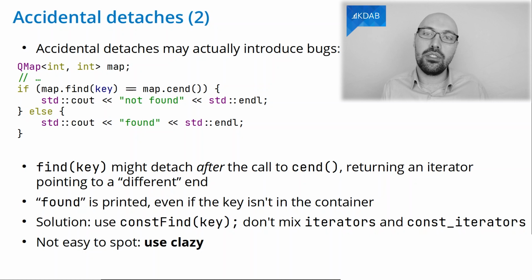Clazy will find these sorts of things and point them out to you, telling you, wait a second, this code is fishy. Did you really mean to call find and mix it with cend? Are you sure you didn't mean const find and cend? Or maybe find and end without the C, so the non-const end function. Which one is it? And by having a warning, at least you now know that there is something wrong there, something that deserves your attention, and indeed the fix is super simple to deploy, just deploy it and move on.